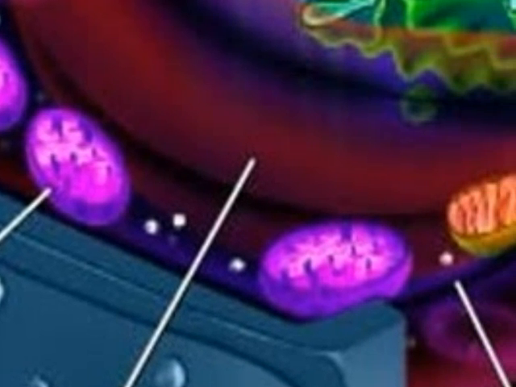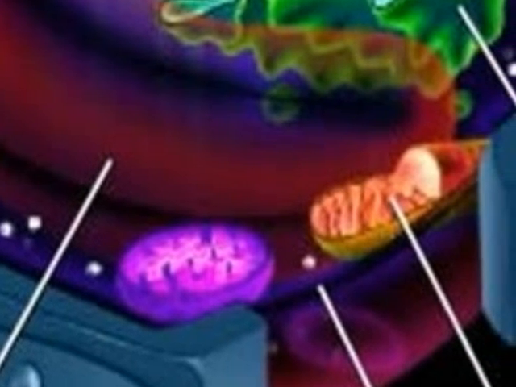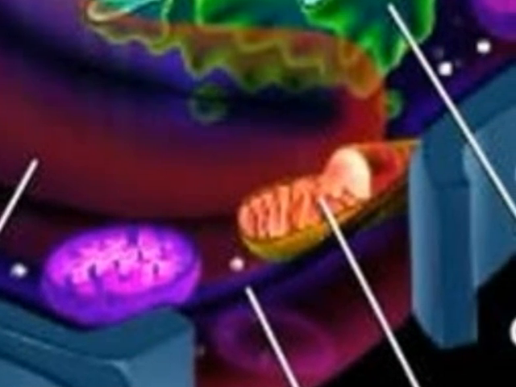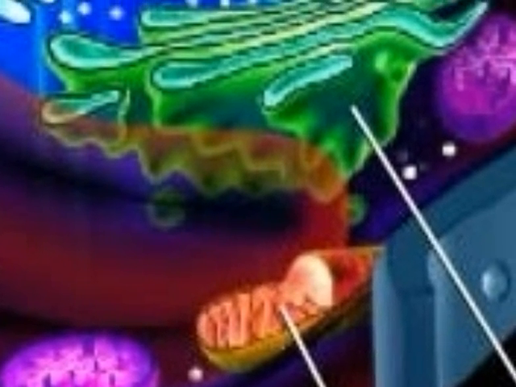The mitochondria is the powerhouse of a cell, and they provide the cell with the energy needed to move, divide, etc. Next, we have ribosomes. Ribosomes are packets of RNA and proteins that play an important role in protein synthesis.